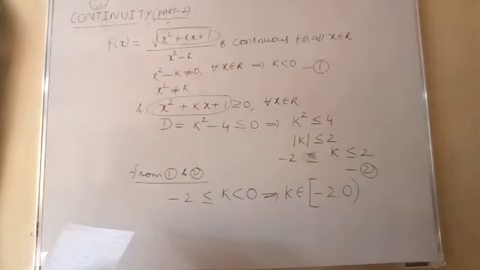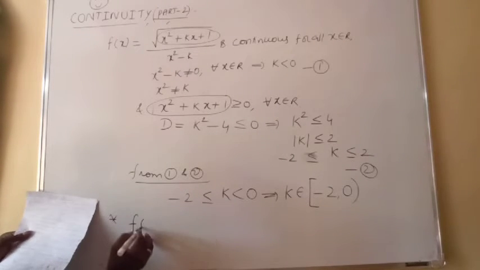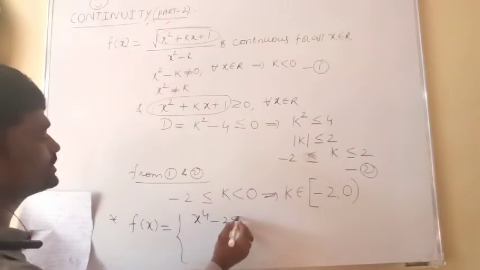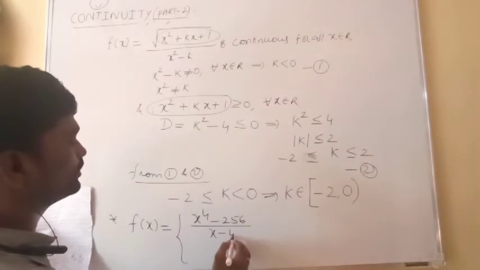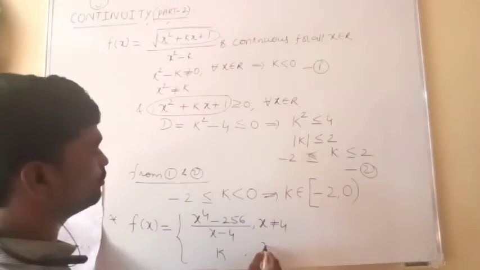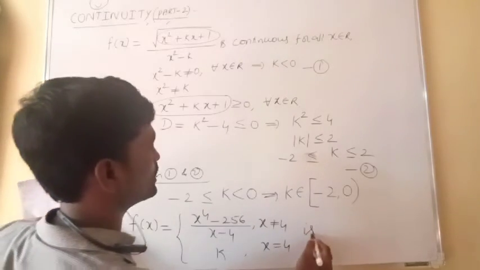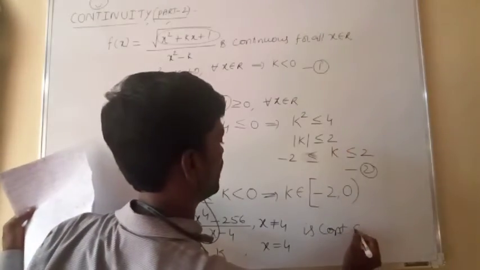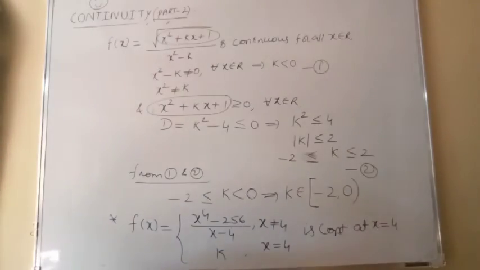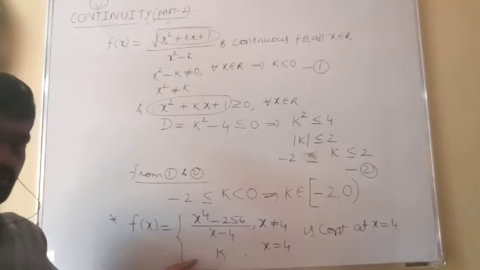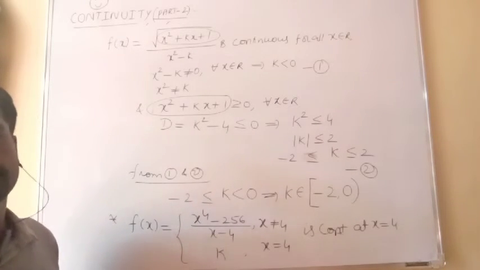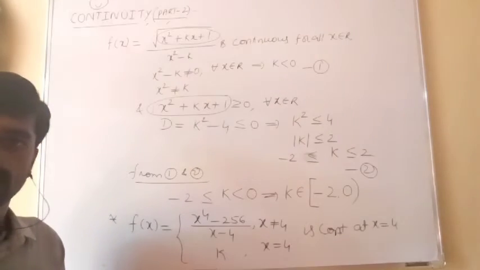Next you take one more homework problem. F of x is equal to x power 4 minus 256 divided by x minus 4, x not equal to 4, and its value is k for x is equal to 4, is continuous at x is equal to 4. Then find k value. Simple problem. Equate limit of the function to value of the function. Write that step first and find the limit of that function. So you will get 0 by 0 form, then you can use L'Hospital's rule.